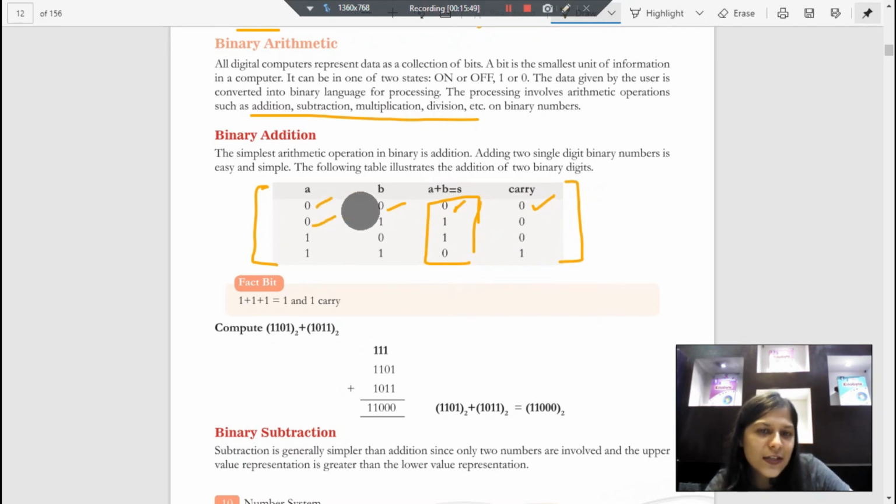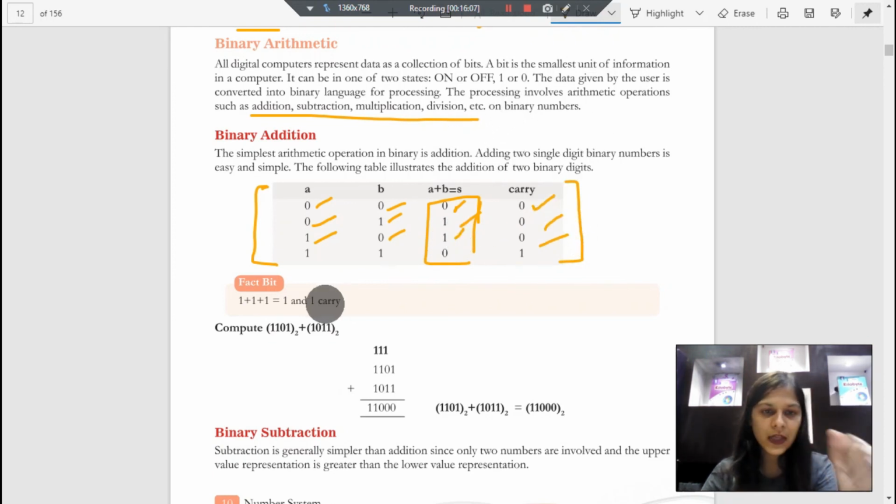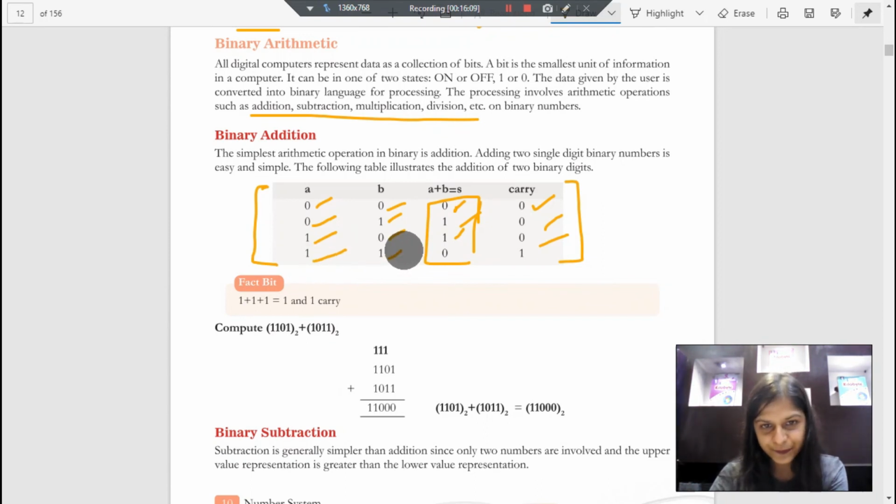If we add 0 and 1, it will mean 1, but there will be no carry. Okay, so if we add 1 and 0, it will mean 1. The sum will be 1, but the carry will be nothing, because 1 and 0 will take forward no carry. Now we will add 1 and 1.